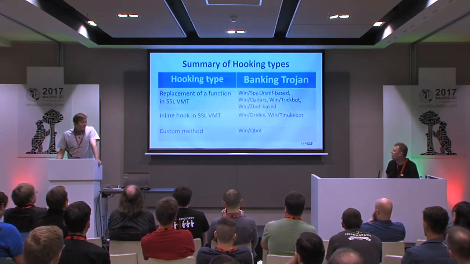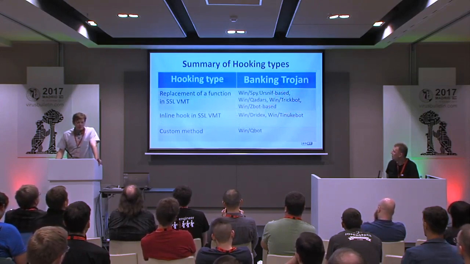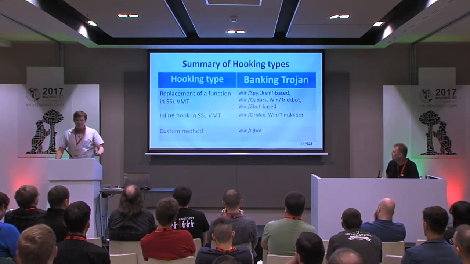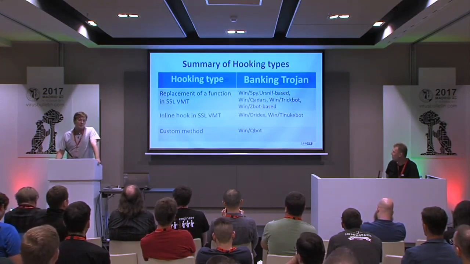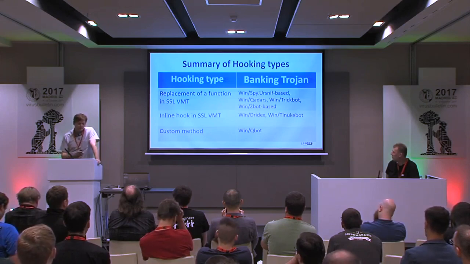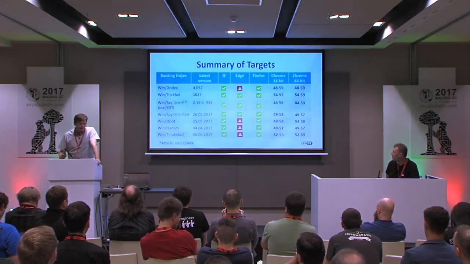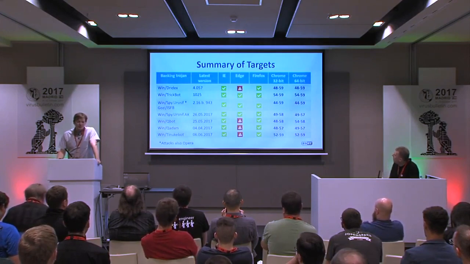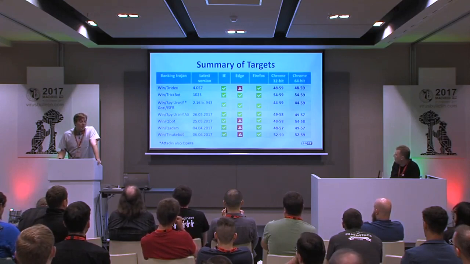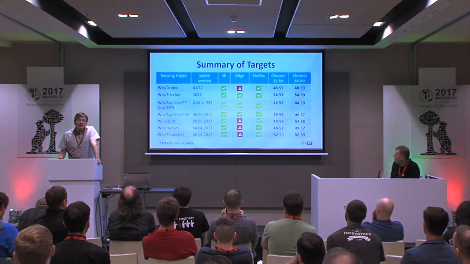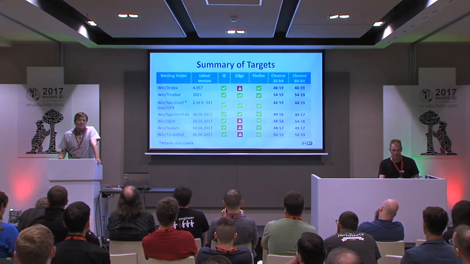So, a summary of hooking types, we actually saw three of those. Replacement of a function in SSL VMT, inline hook in SSL VMT, and some custom method, which was done by Qbot. And this is a summary of targets. Firefox and Internet Explorer are a piece of cake for everybody. However, Dridex did not even implement MITBs against Microsoft Edge. So if you found a binary of Dridex that would have this implemented, it would be worth a tweet, I guess.